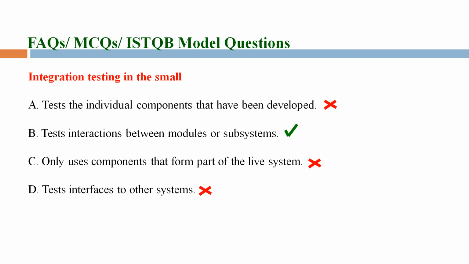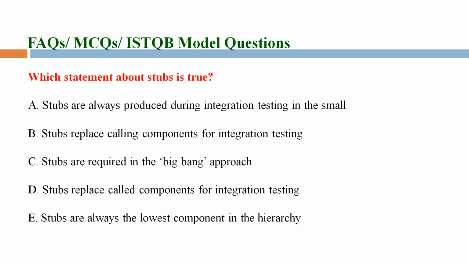Now, the tests interaction between the modules or subsystems, because that is the main purpose of integration testing. These modules or subsystems will interact with each other by means of some interface. So we have to test that interface, whether the interface is working properly or not. If the interface is working properly between the modules or the subsystems, obviously those modules or the subsystems will also work properly, right? Next, which statement about stub is true? So look at all these 5 statements and guess the answer.